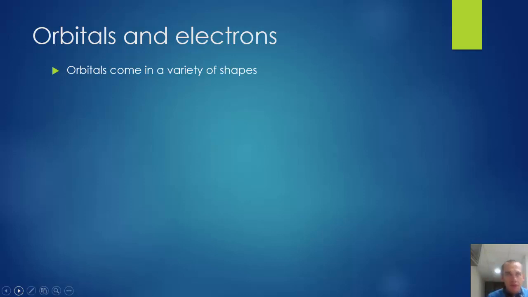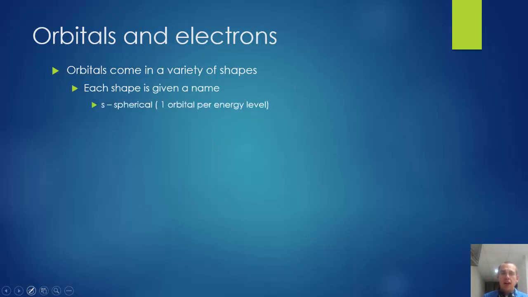So orbitals come in a variety of shapes. We're going to look at 4. That's where most of your electrons are found, 4 distinct orbitals. And they're given names, and the names are super complicated. They're s, p, d, and f. Okay, so the s orbital is spherical in shape, and there's 1 s orbital per energy level. So on the first energy level, there is an s orbital, which is a sphere, and it holds 2 electrons. But that's it. That's the only thing in the first energy level. It's just that 1 s orbital.